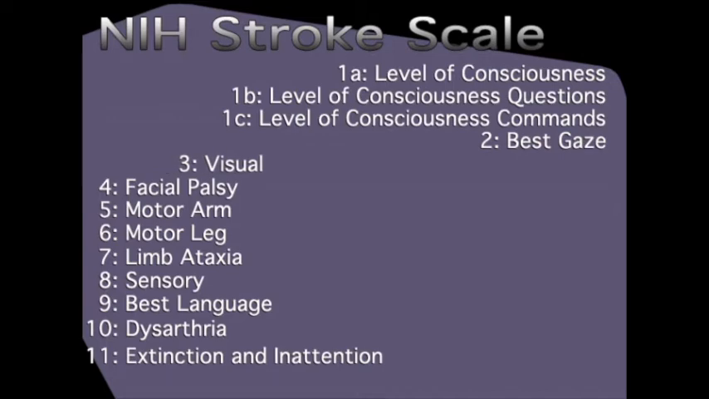Test the quadrants of the visual fields by finger counting, finger movement, or visual threat. If one eye is blind, score visual fields in the remaining eye. Score 1 for quadrantanopia or extinction. Score 2 for hemianopia. Score 3 for total blindness.